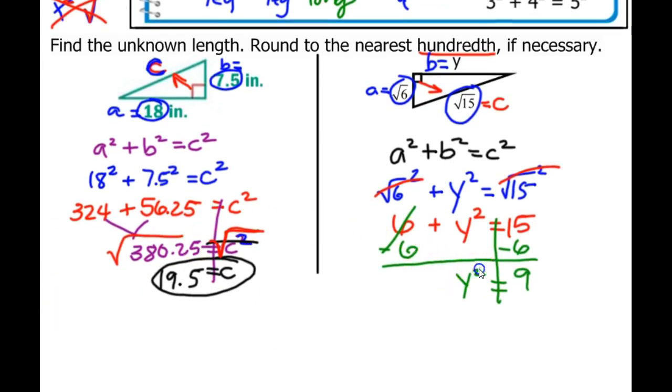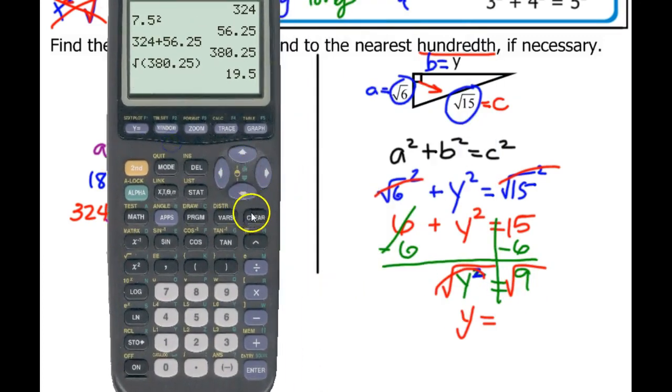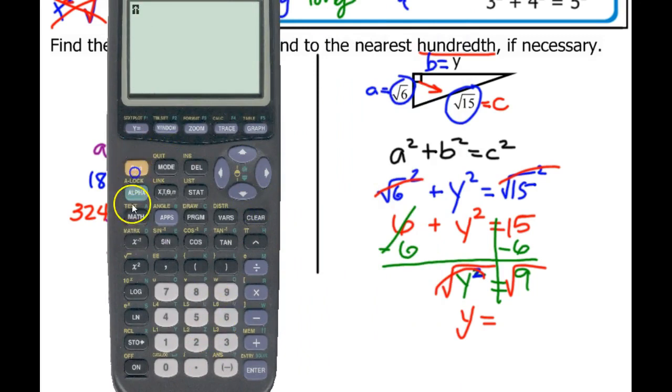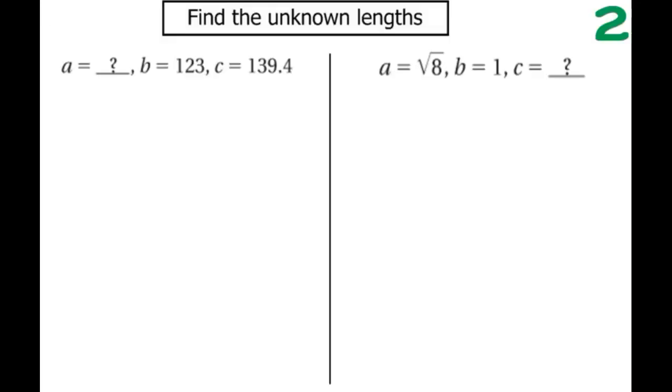And then just like the last one, to get rid of the positive power of 2, you need to take the square root. So those will cancel out, leave me with just y. And the square root of 9. You can plug this one in your calculator. Some of you might already know what the square root of 9 is. What multiplied by itself gives you 9? Well, 3. 3 times 3 is 9.